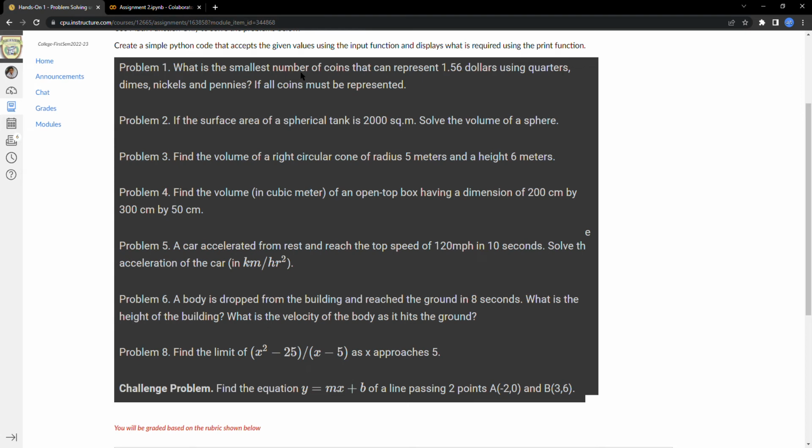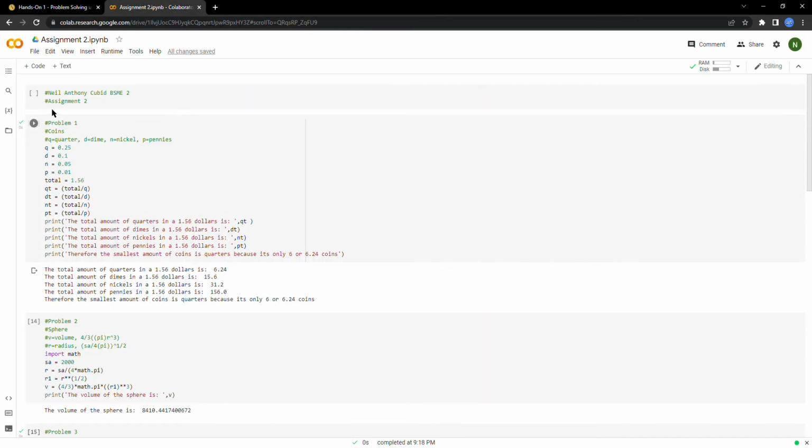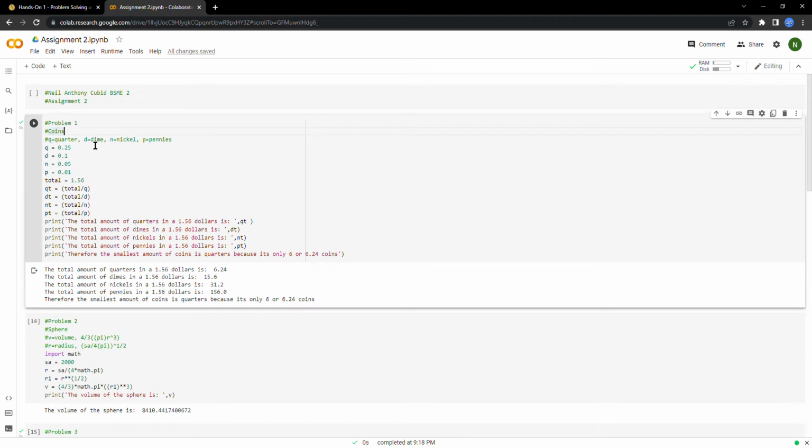This is my assignment 2, and this is my explanation of my programming for solving it in our computer programming subject. For the first problem, we're finding the smallest amount of coins that can produce $1.56. We use quarter, dime, nickel, and penny. A quarter is 0.25, a dime is 0.1, a nickel is 0.05, and a penny is 0.01.